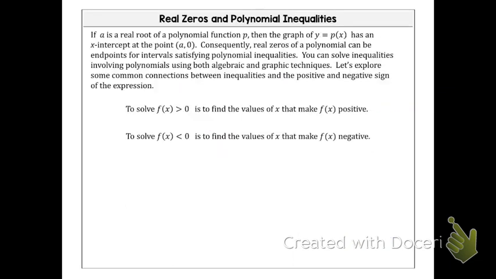Okay, real zeros and polynomial inequalities. It says if a is a real root of a polynomial function p, then the graph y equals p of x has an x-intercept at the point (a, 0). Consequently, real zeros of a polynomial can be endpoints for intervals satisfying polynomial inequalities. You can solve inequalities involving polynomials using both algebraic and graphic techniques.